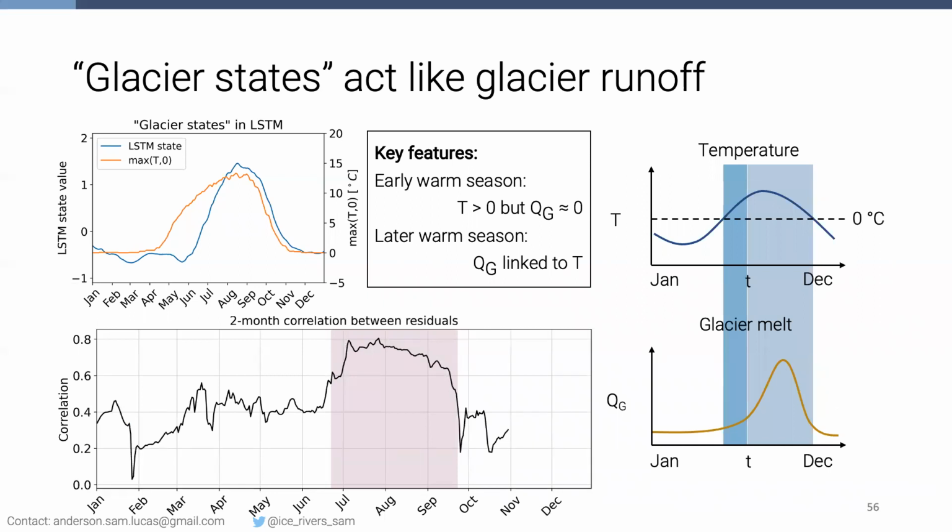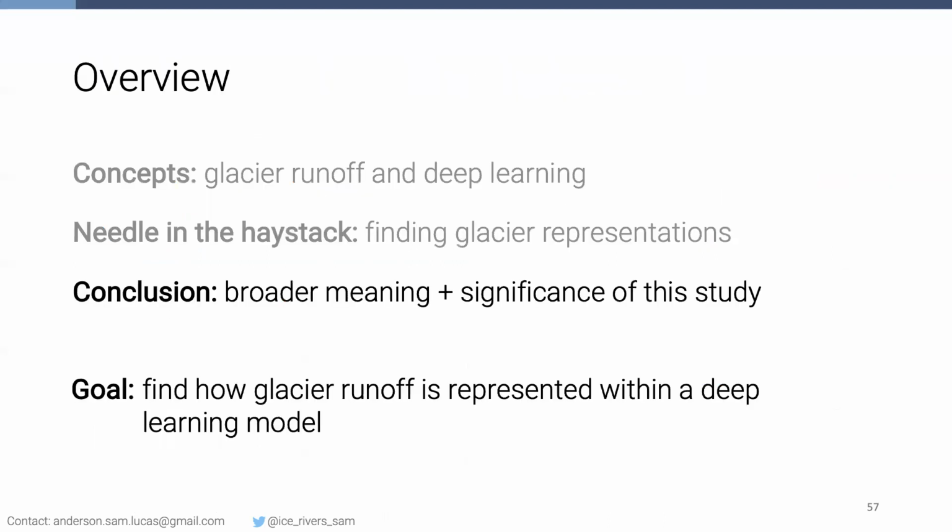Ultimately, recall that these are two of the key conceptual features in glaciarized basins as outlined earlier. And also recall that the model didn't have any information about glacier coverage. This was learned automatically from temperature, precipitation, and streamflow. Now, I'll conclude to give some of the broader meaning and significance of this study.